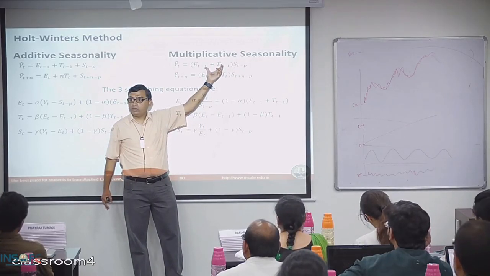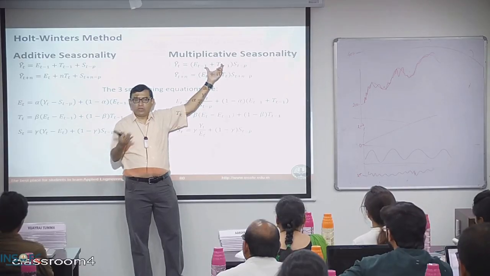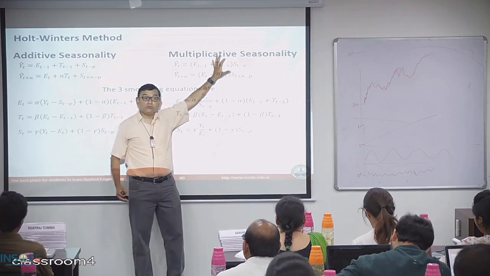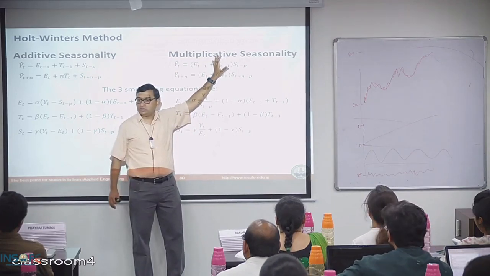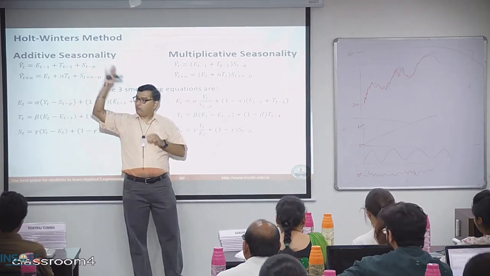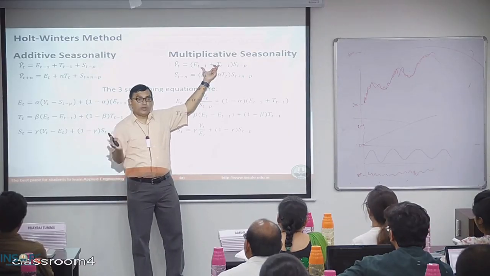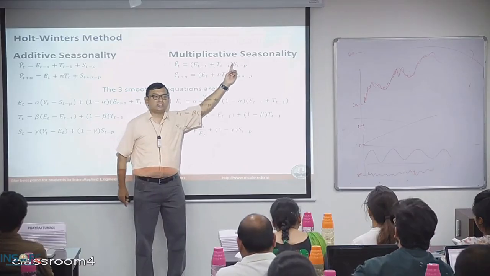Okay. This is what we talked about as multiplicative seasonality. The seasonality is a factor that's multiplying whatever the forecast is that is done by other means. Previously, we talked about a linear forecast and we adjusted it by a factor. Here it is an exponential moving average forecast, and that's adjusted by a factor.